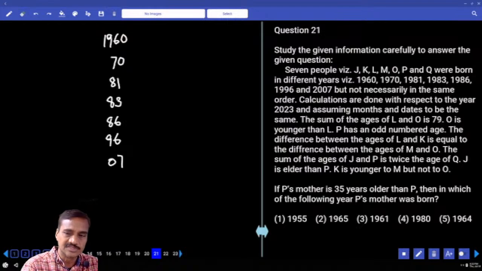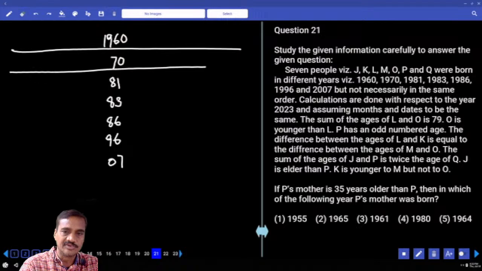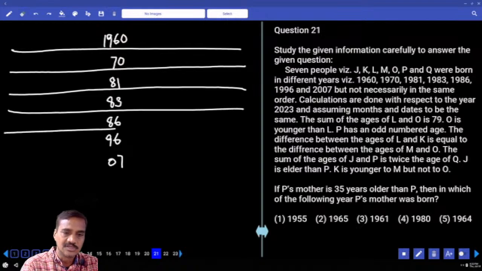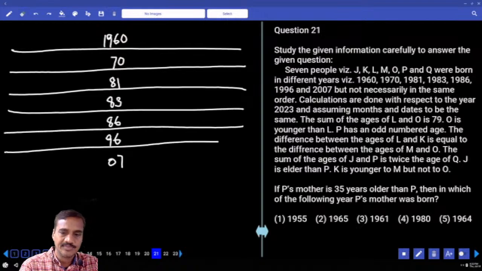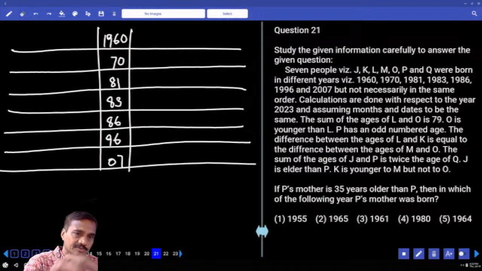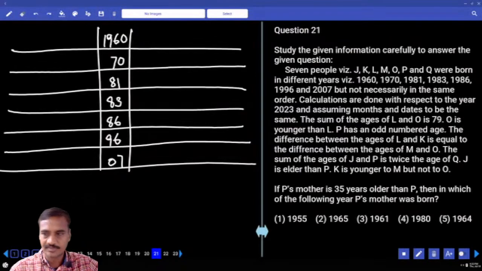How many persons are there? 7. Now these 7 persons, starting with J, K, L, M, O, P, Q. They were born in different years, and the ages were also clearly given. Tell me what are the ages of these persons? Now the base year. What was the base year?